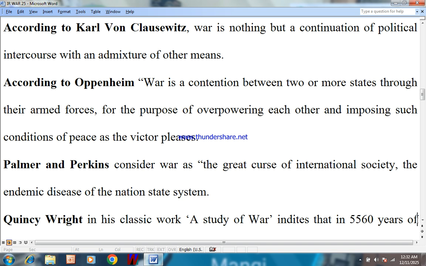Karl von Clausewitz, war is nothing but a continuation of political intercourse with an admixture of other means. According to Oppenheim, war is a contention between two or more states through their armed forces for the purpose of overpowering each other and imposing such conditions of peace as the victor pleases, as we have seen in the First World War and Second World War.